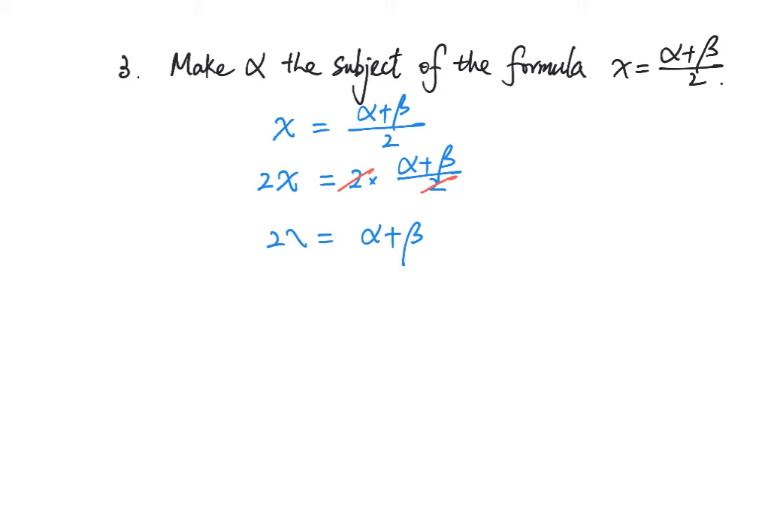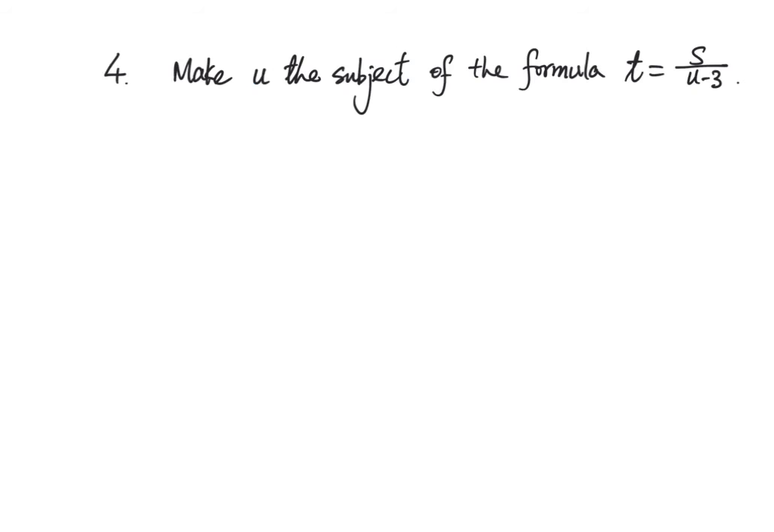And on the left hand side, which is 2x, we want alpha to be the subject, so we need to move positive beta to the left hand side. Change sign, change operation. This is addition. When we change to the left hand side, it becomes subtraction. So 2x minus beta equal to alpha. Therefore, the subject alpha equal to 2x minus beta. That's it. The last example for the medium level.